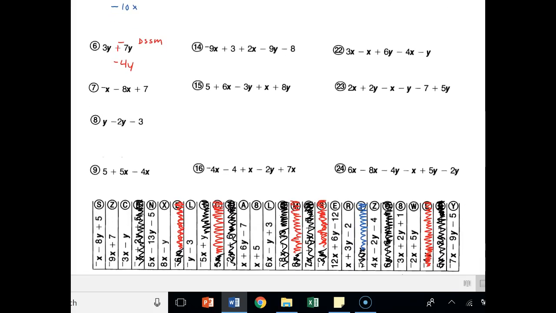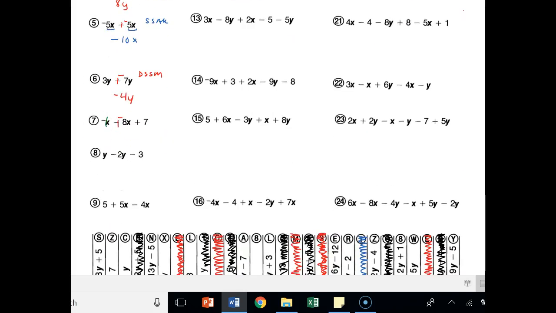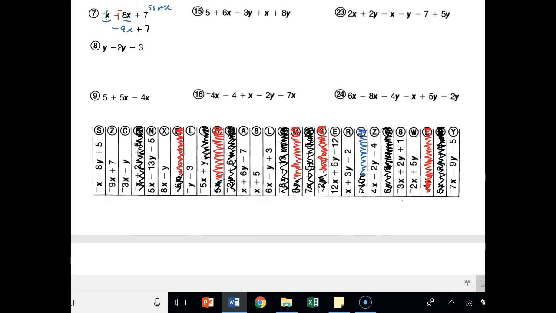So take a look at number 7. Right? So we'll have negative, not x, but 1x plus negative 8x plus 7. And then we'll go through and we'll say, okay, I have negative 1x plus negative 8x, that's SSAK. Same signs, add, keep. It gives me negative 9x, and then I'm just plus 7. The constant has no like term, so you just drop it on down. So what you're doing for the riddle is you're looking for negative 9x plus 7, which is right here, and you're just crossing off that answer. And I've already crossed off the ones that I've done.